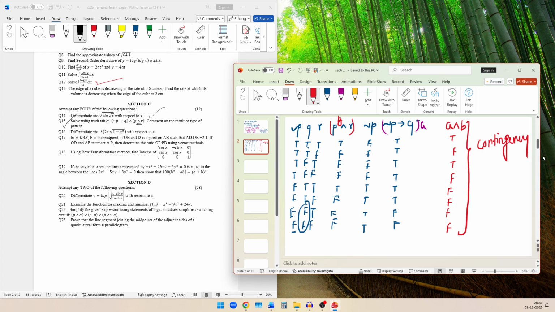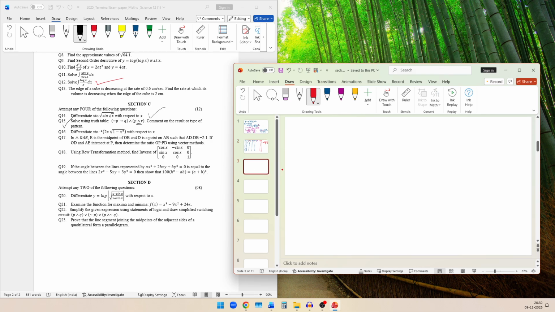Next question, question number 16. Differentiate sine inverse of 2x times root of 1 minus x square. I have to differentiate d by dx of sine inverse of 2x times root of 1 minus x square. Okay, I'll start with first writing x is equal to sine theta. If x is equal to sine theta, then theta should be sine inverse of x. I'll write it down, I'll be needing it afterwards.